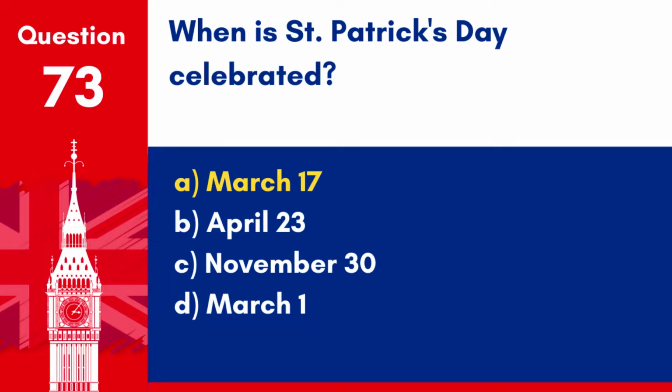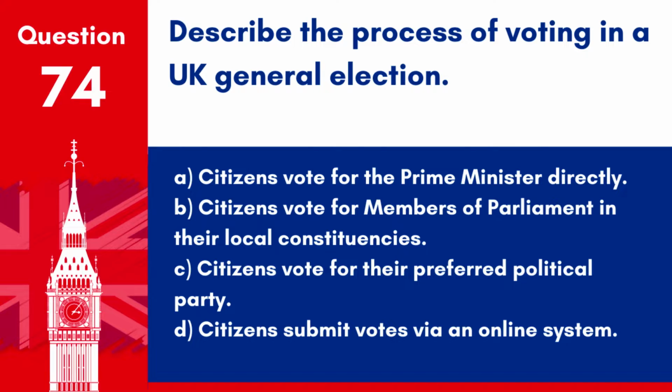Answer: A. March 17. St. Patrick's Day is celebrated on March 17 in Northern Ireland and elsewhere around the world. Question 74. Describe the process of voting in a UK general election. A. Citizens vote for the Prime Minister directly. B. Citizens vote for members of Parliament in their local constituencies. C. Citizens vote for their preferred political party. D. Citizens submit votes via an online system.